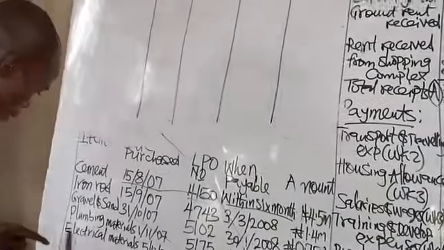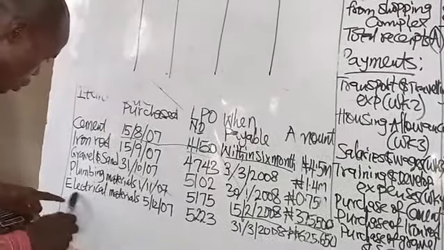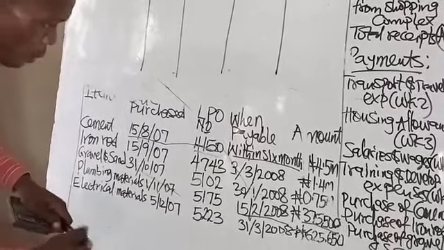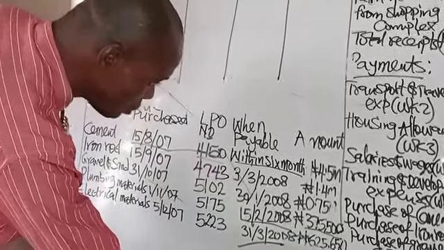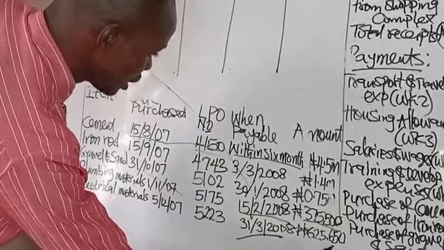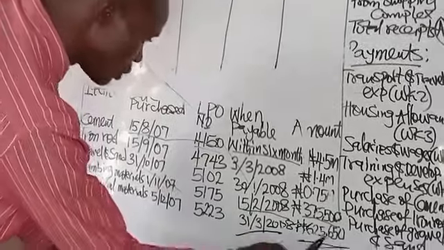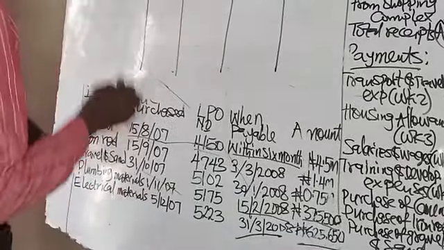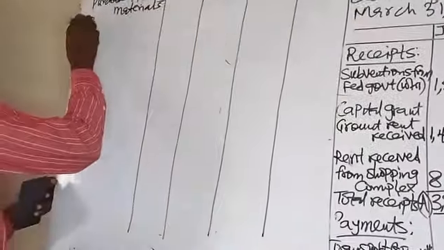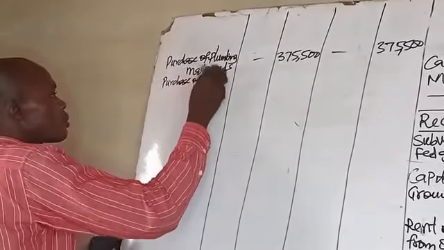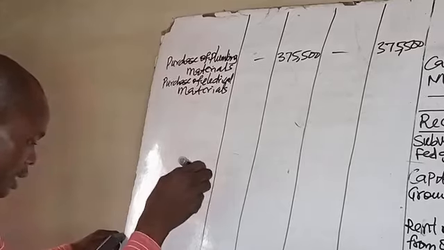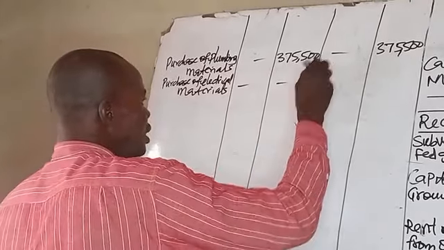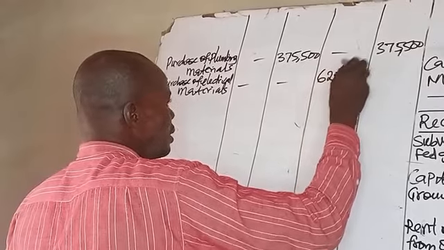Then we also have purchase of electrical materials, and that will be paid for in the month of March 2008. The amount is 625,650. Purchase of electrical materials, 625,650, which will be paid for in March.